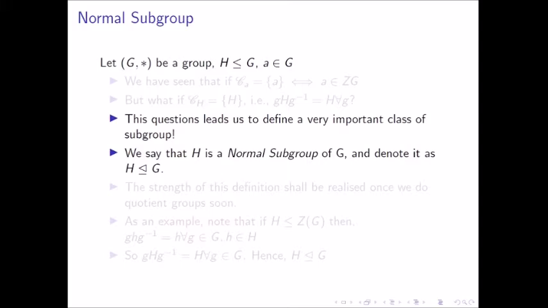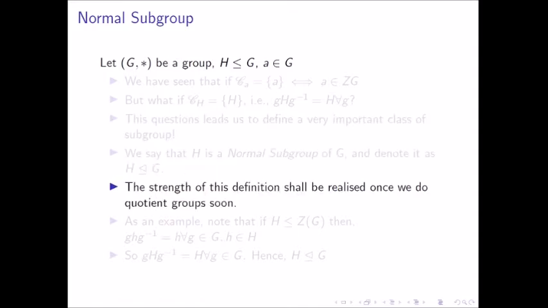If gHg⁻¹ is equal to H for all g, we say H is a normal subgroup of G and denote it as H ◁ G. It might seem that we are defining a lot of things, and defining a normal subgroup is not that important right now, but the strength of it shall be realized when we discuss quotient groups soon.